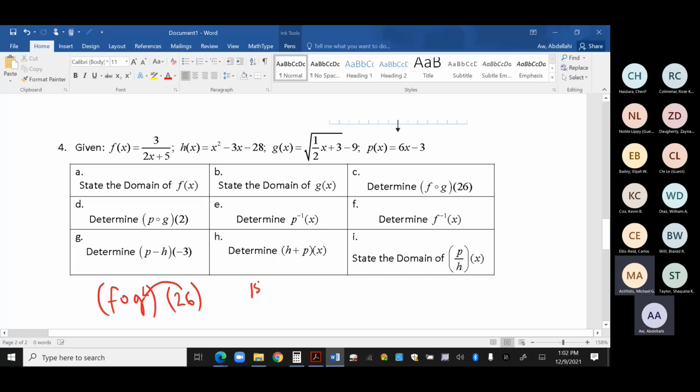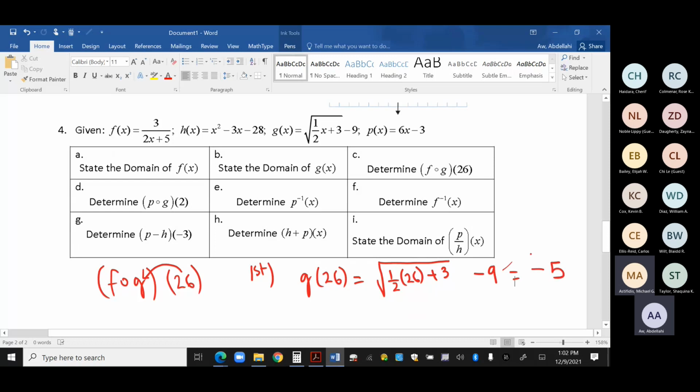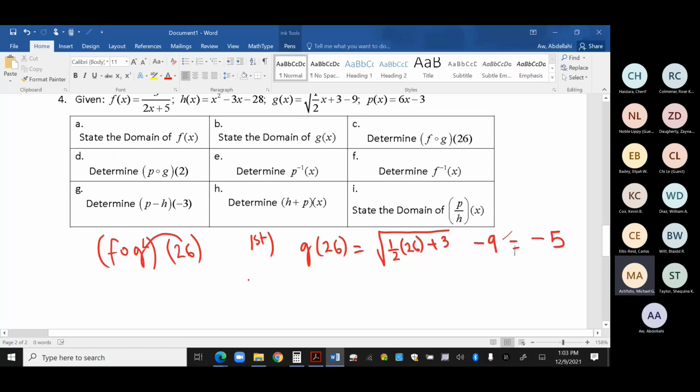First, we're going to do G of 26, right? Which is the square root of 1/2 times 26 plus 3, minus 9, right? That is 13 plus 3, which is 16. The square root of 16 is 4. 4 minus 9 is negative 5, right? Now, what do you do next? Next, what do you do?